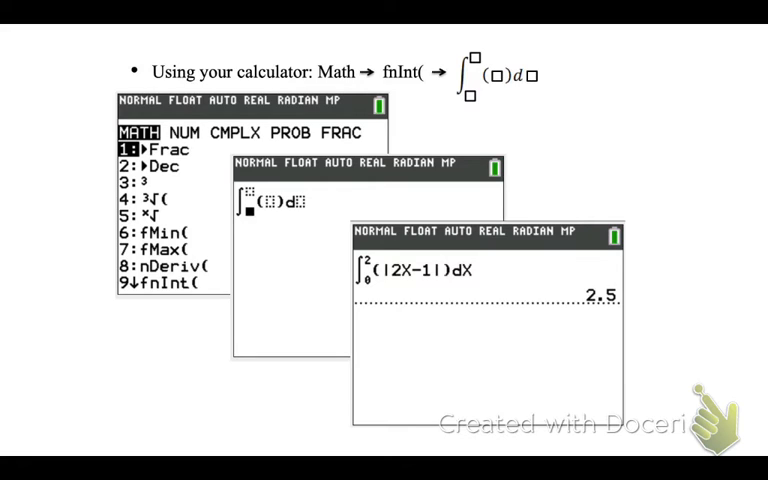Okay, hopefully this works because this is a new calculator. When I made this PowerPoint, everyone in my room had new calculators, not those.